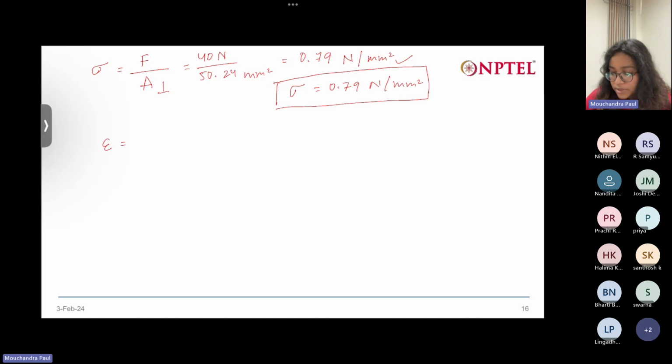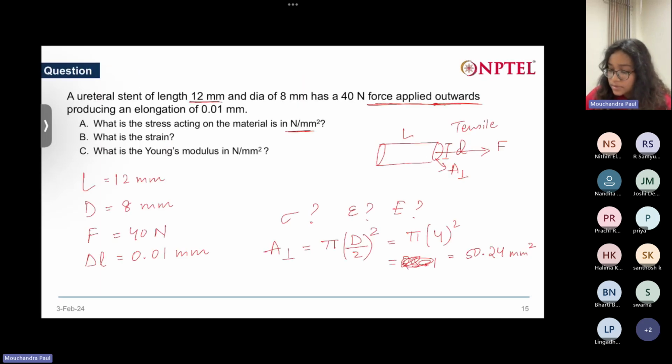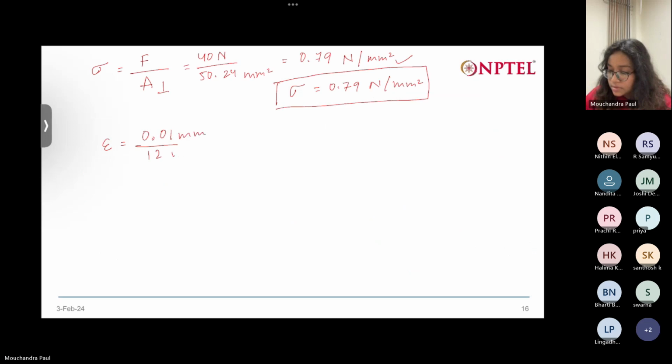Now strain we have to calculate. Strain can also happen in different directions, but in this case, I'll assume that it is happening in the direction parallel to the force. Means there is change in the length, and no change in the diameter. The change in the length we were given was 0.01 mm, divided by the original length. The original length was 12 mm. So what will be the value of strain then?